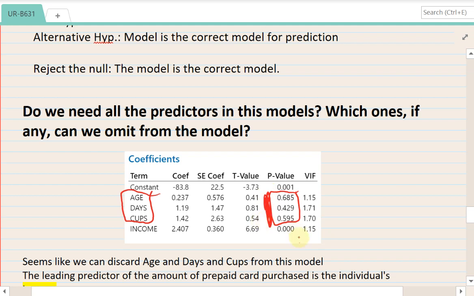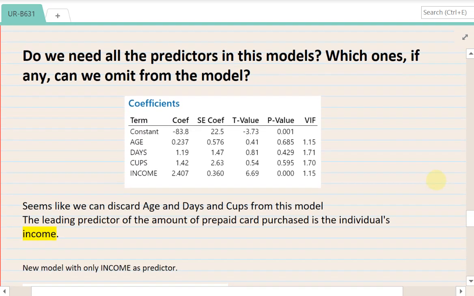And also, by the way, look at the variance inflation factors. All of these are about 1 to 2. So there is no multicollinearity here between the variables. That's good. So according to the individual p-values, it looks like we do not need age, we don't need days, and we don't need cups. We can do away with them. So that's what I have here. It looks like income is the most significant by itself predictor of how much a person is going to buy when they get to Starbucks, those prepaid cards.